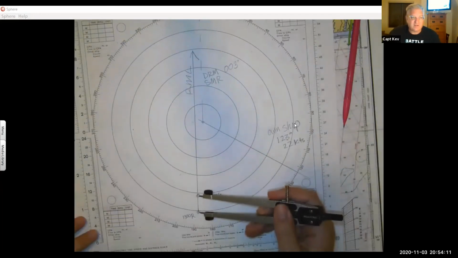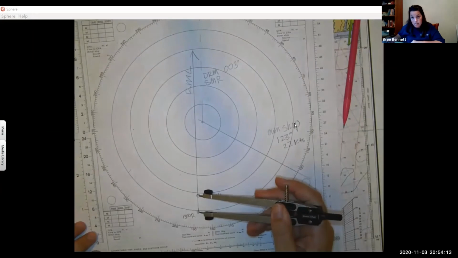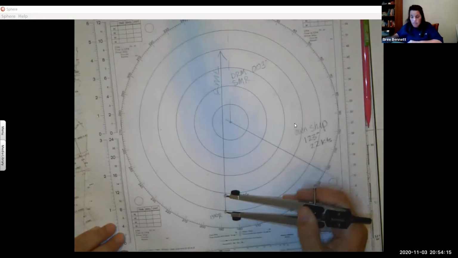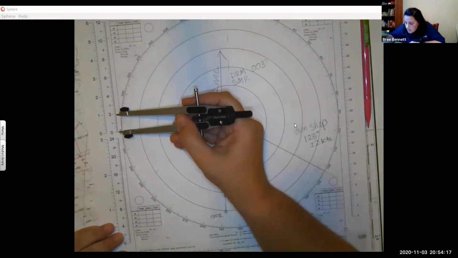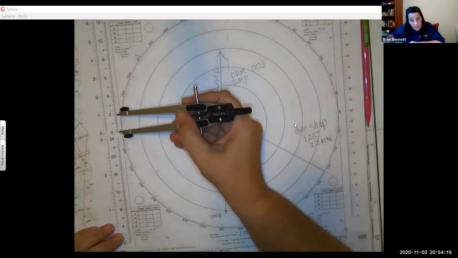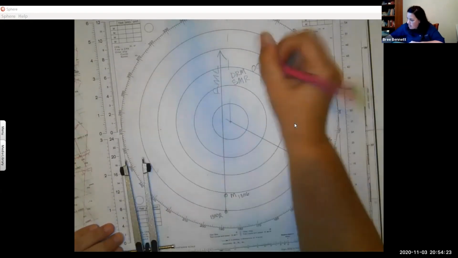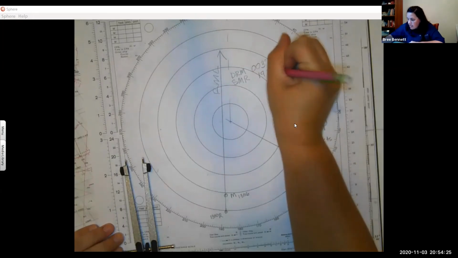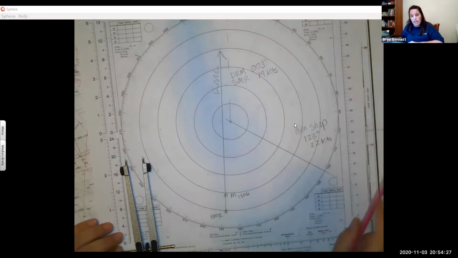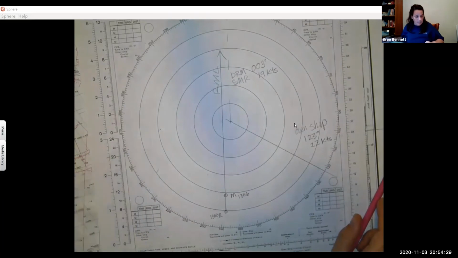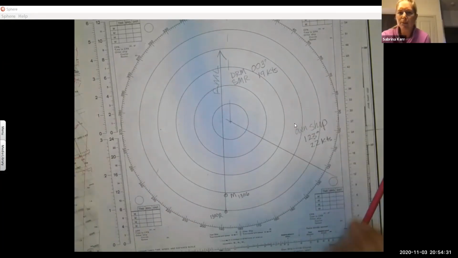Okay. So R to M distance is 1.9, meaning our R to M speed is 19 knots. Then we get our CPA. Is SMR supposed to be SRM? Yes. Okay.